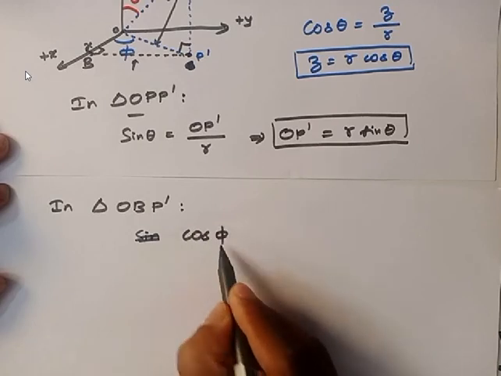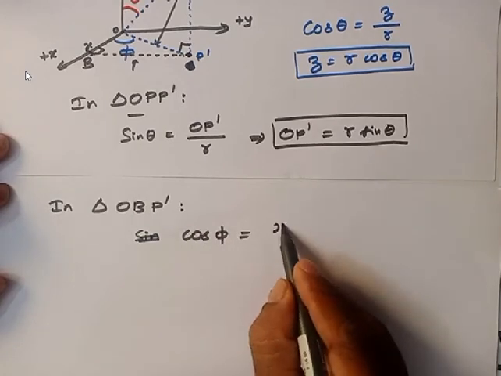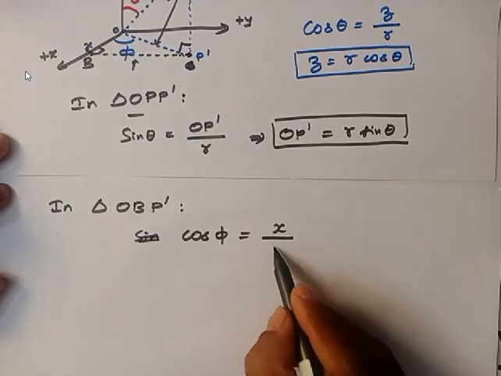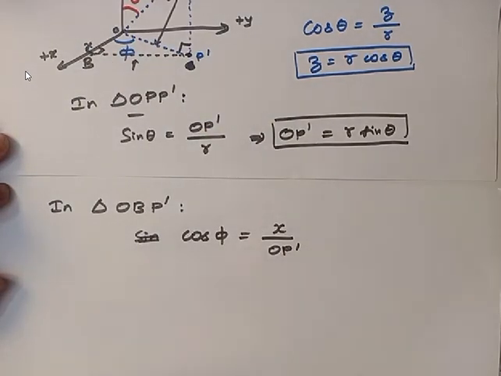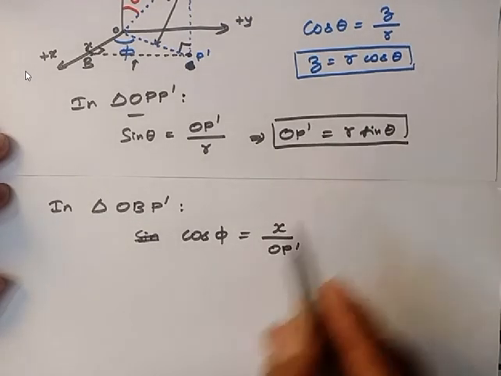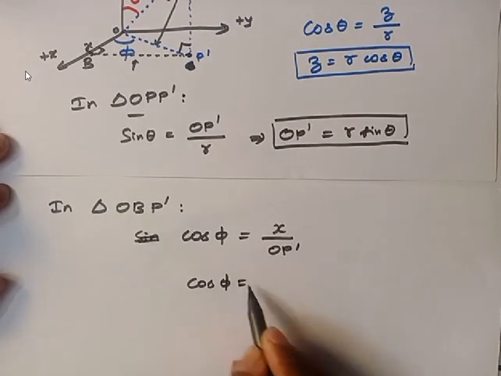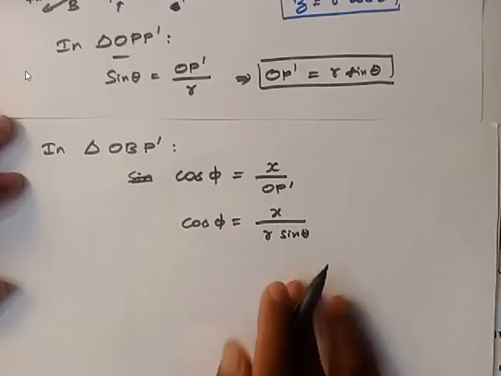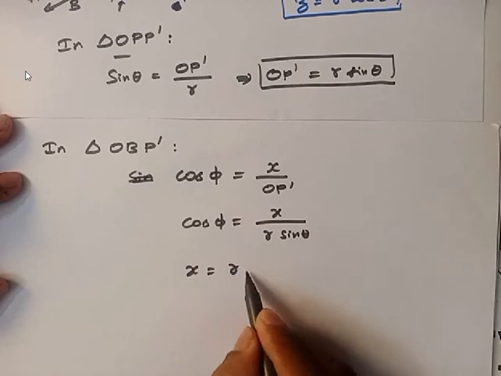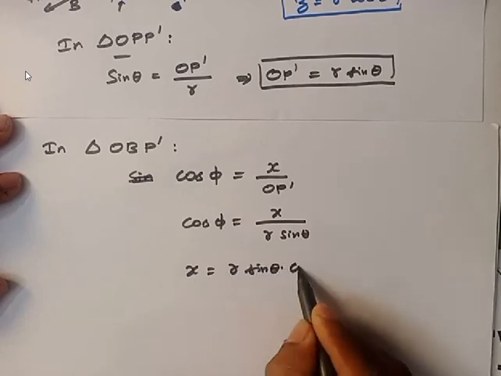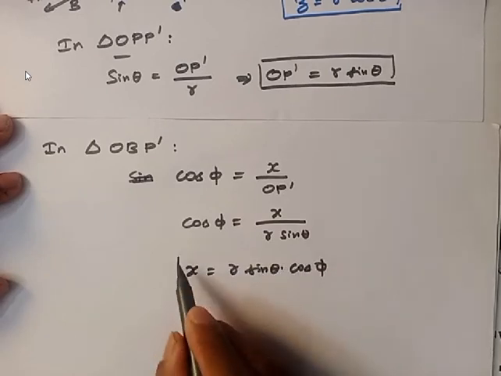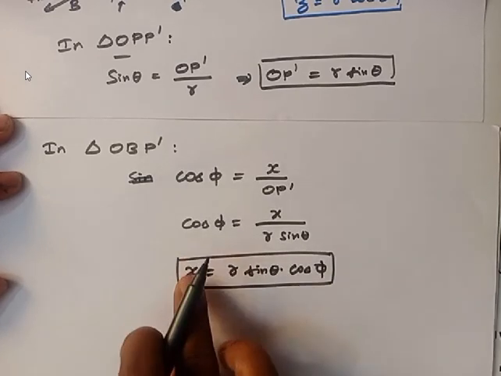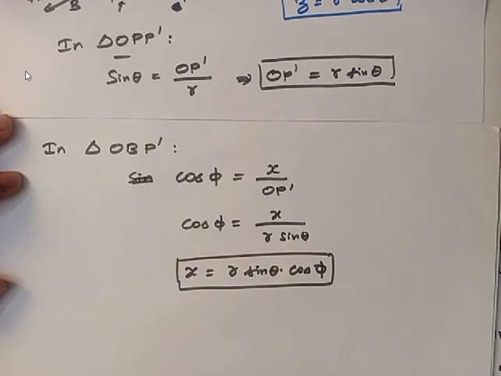So what is cos phi? Cos phi is equal to the adjacent side, which is nothing but this length x, over the hypotenuse, which is OP prime. We got the OP prime value already, so let me put that value in. Cos phi equals x by r sin theta. Therefore, x is equal to r sin theta cos phi. This is the relationship between the Cartesian coordinate x and the spherical polar coordinates.